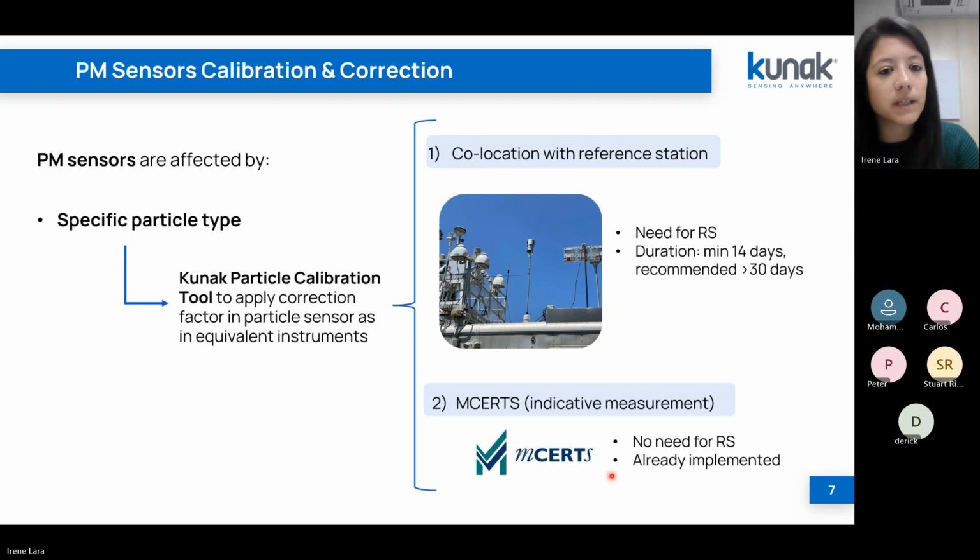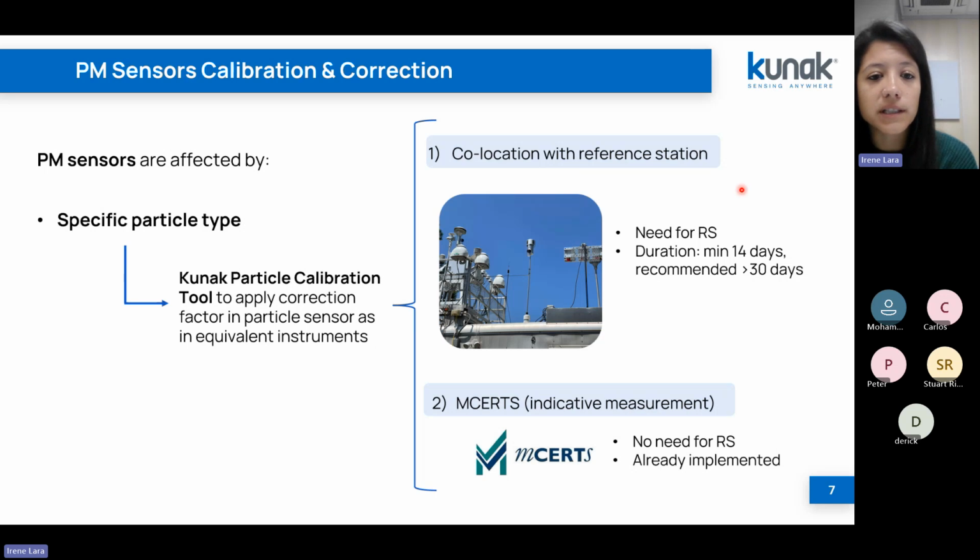Okay. And just very quick about the PM sensors. All I explained before was for gas sensors. For PM sensors, they are mainly affected by the specific particle type. So with our calibration tool, we can apply a correction factor, the same as in equivalent instruments, in order to adjust the sensor signal. In this case, we have 2 options.